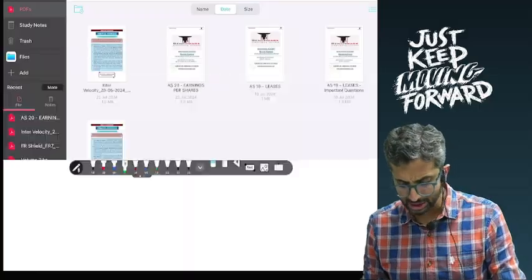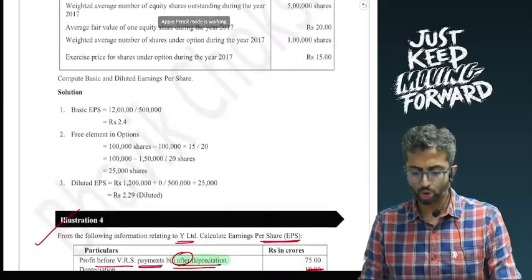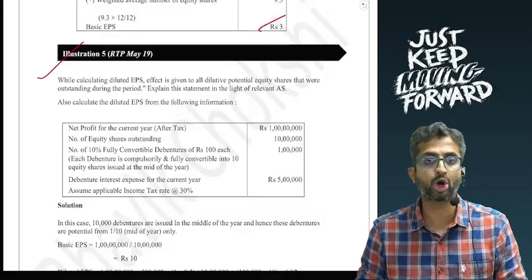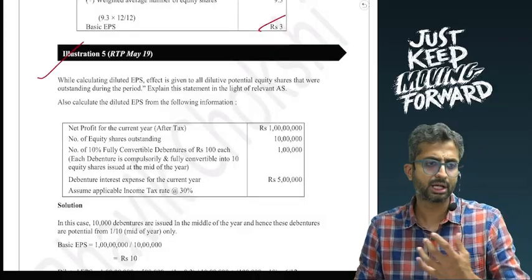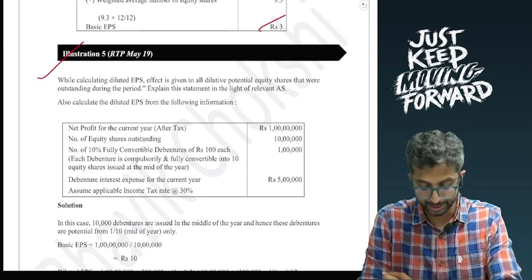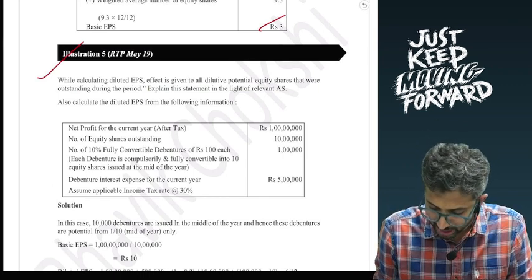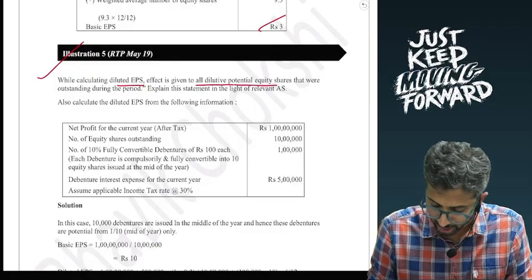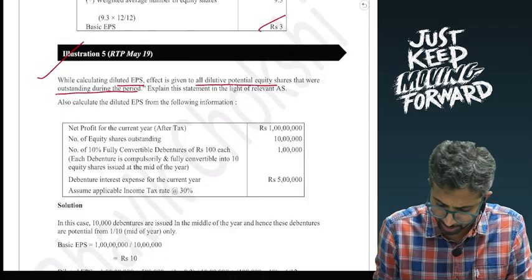Now considering this, before we proceed further, I would want to tackle question number 5, so that your concepts of convertible instruments and diluted EPS are relatively more clear. While calculating diluted EPS, effect is given to all dilutive potential equity shares that were outstanding during the period.